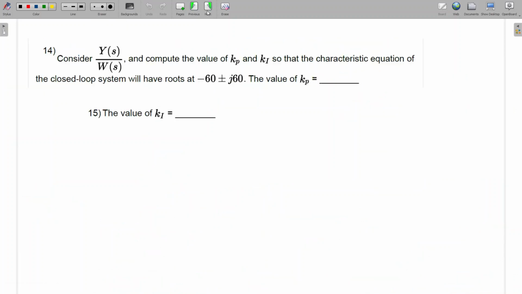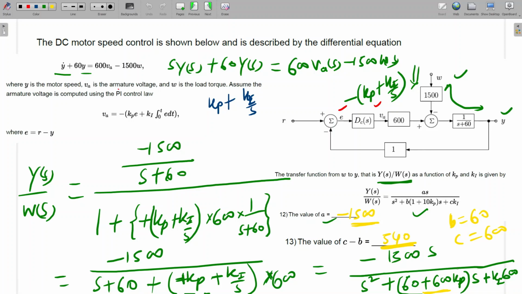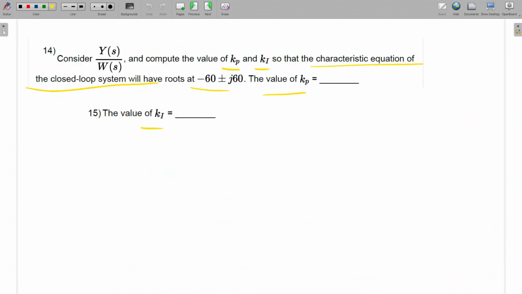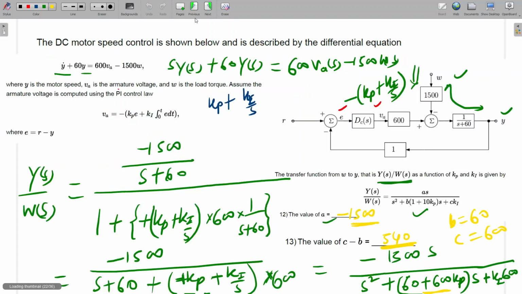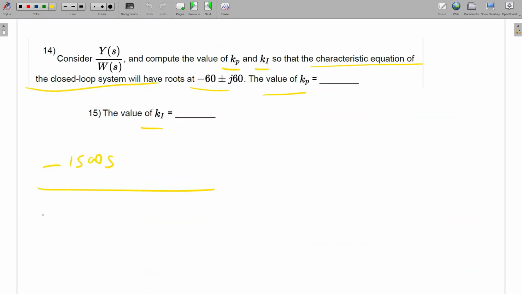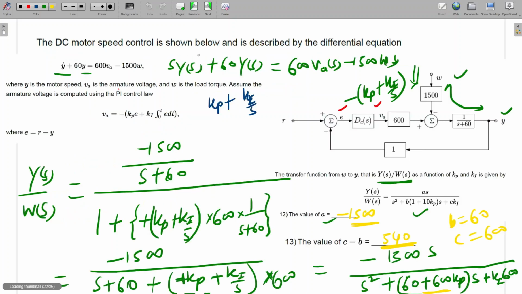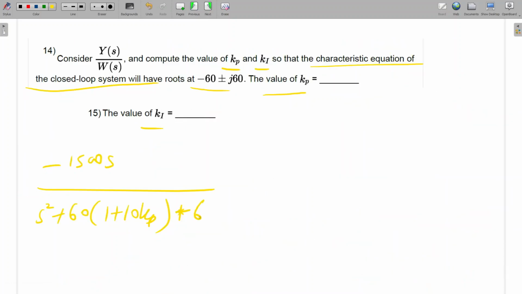So this is one another question. What is the value of Kp and Ki, so that the characteristic equation of the closed loop system will have root at this one? The value of Kp and Ki we have to calculate. So first I will write the transfer function. This is the transfer function: minus 1500 S divided by S square plus (61 plus 10 Kp) S plus 600 into Ki, correct?